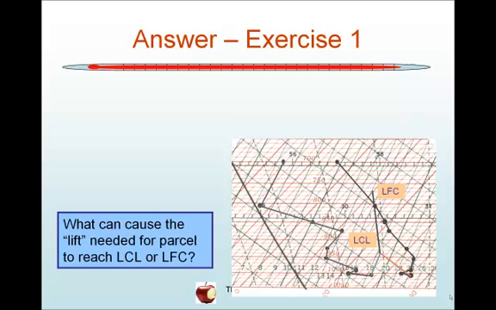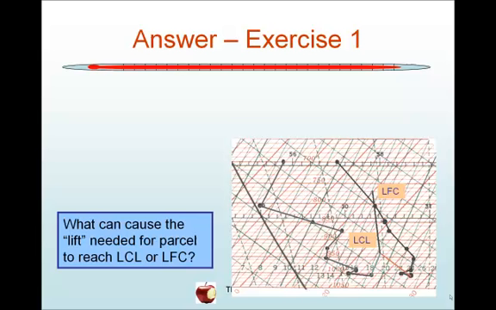Well, how did you go? Here's a suggested answer. We see that the LCL occurs to the left of the profile, and so it's going to be stratiform cloud between that and the LFC. The LCL occurs at about 940 hectopascals and the LFC at about 800 hectopascals.